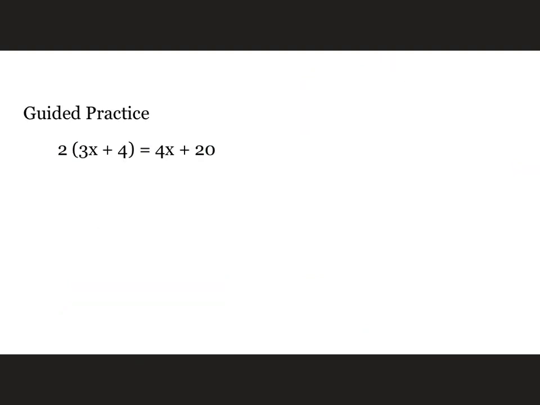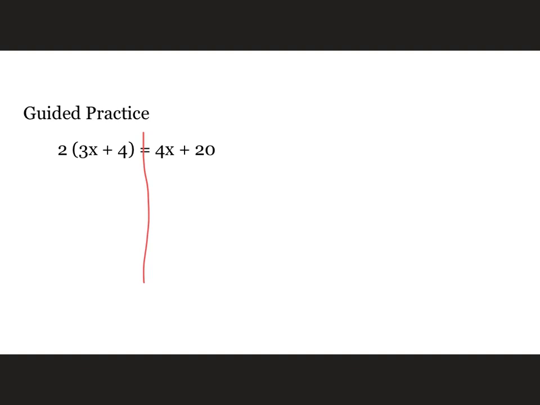The very last guided practice question on this video and on your worksheet is 2 times the quantity of 3x plus 4 equals 4x plus 20. And once again, we see here that there is a set of parentheses in my equation, which means that I need to use the distributive property. So as I get ready to solve this equation, again, I need to draw that line down the equal sign to keep my equation balanced.